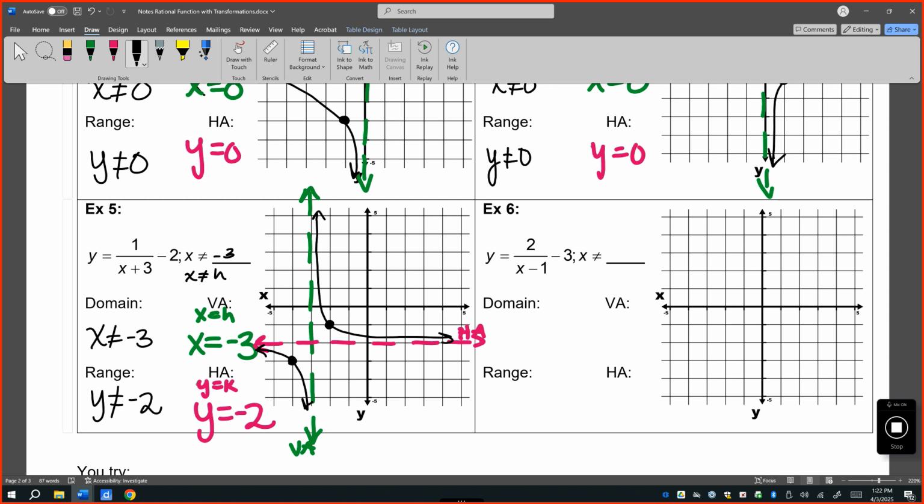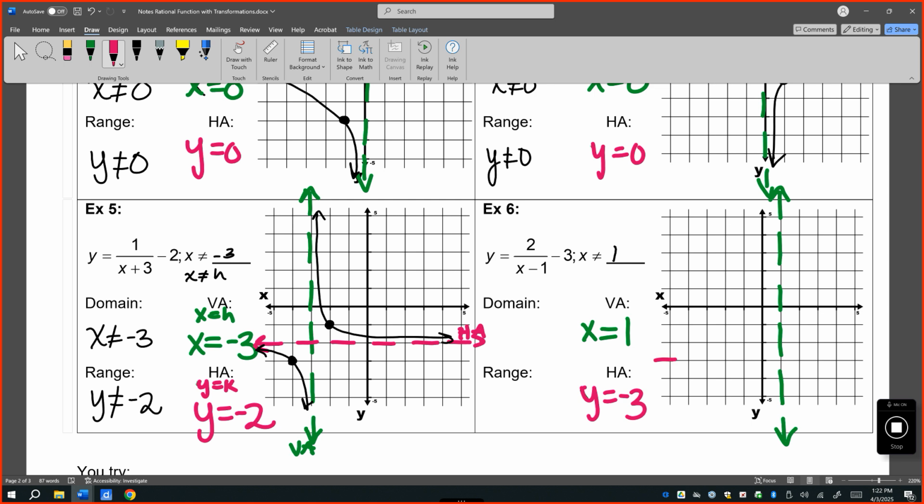y equals 2 over x minus 1, minus 3. x cannot equal h, which is 1, because we're shifted right 1. Okay. Vertical asymptote at x equals 1. Right here. Horizontal asymptote at y equals k. My k is -3. So y equals -3.